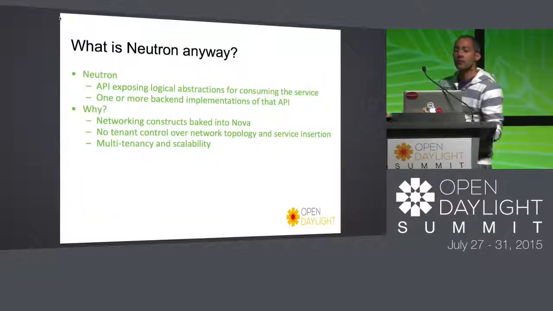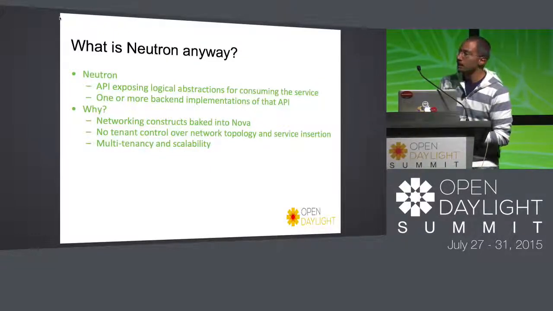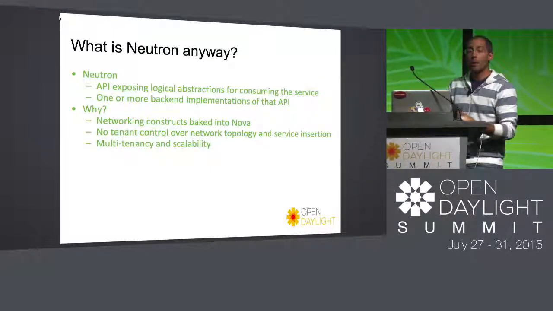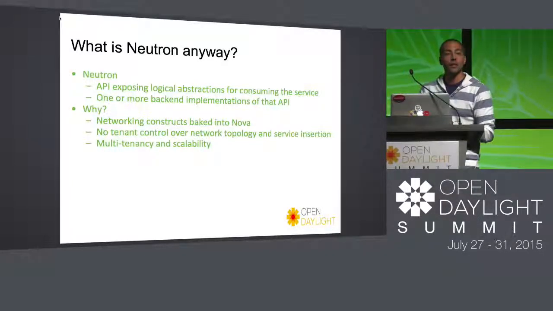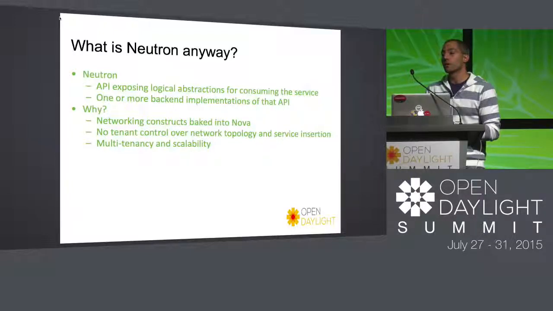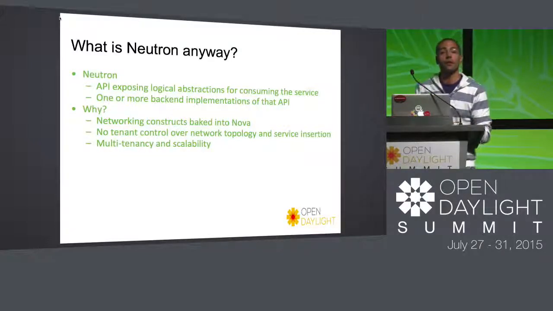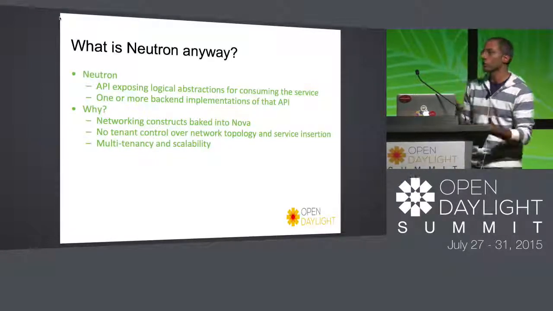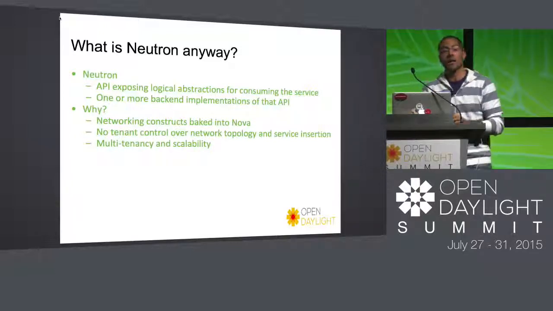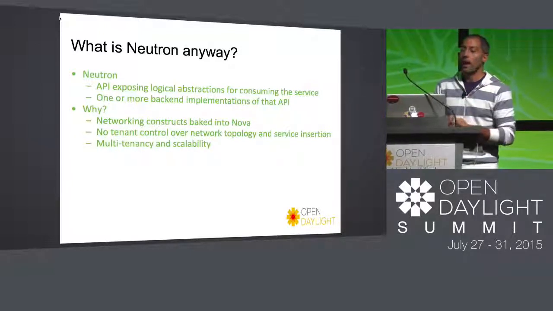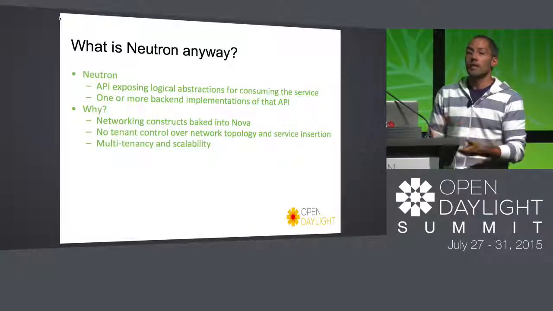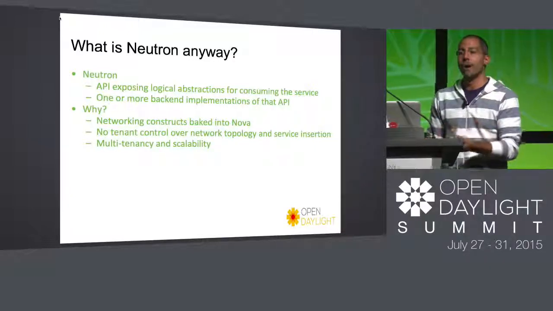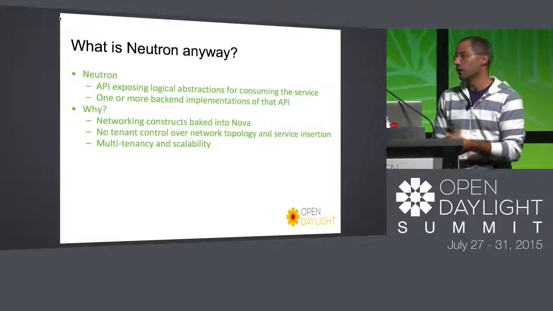And what is Neutron anyway? Neutron is primarily an API whose objective is to logically model physical resources that ultimately are going to be virtualized. Think about physical networking constructs like networks, routers, ports, subnets. They are mapped logically in the Neutron model. And since there are many heterogeneous hardware options out there, you need different backends that implement this logical model.